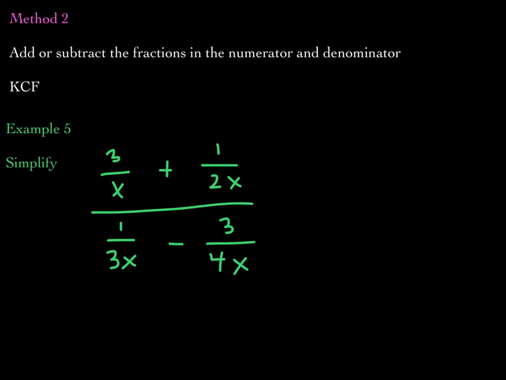So what we need to do is we need to add these two fractions together. The only way you can do that is if you have common denominators. The LCD for just the numerator will be 2x. Down here, the only way to subtract these two fractions is if you have common denominators. The LCD for the denominator fractions will be 12x.